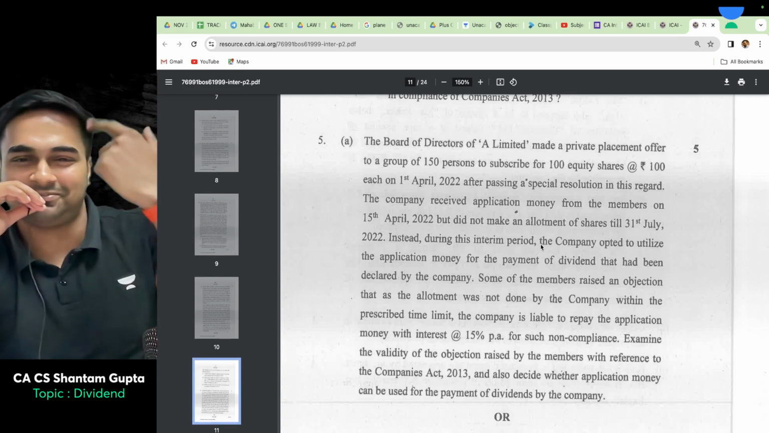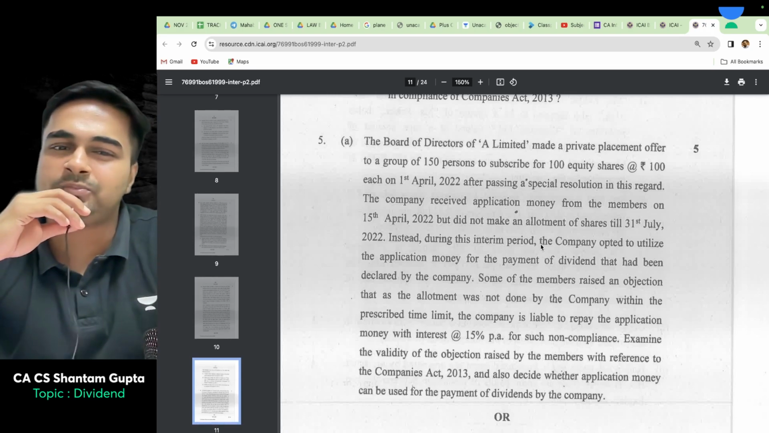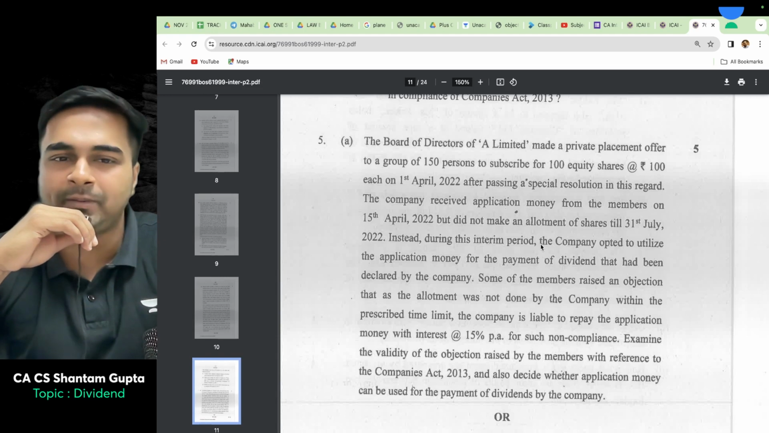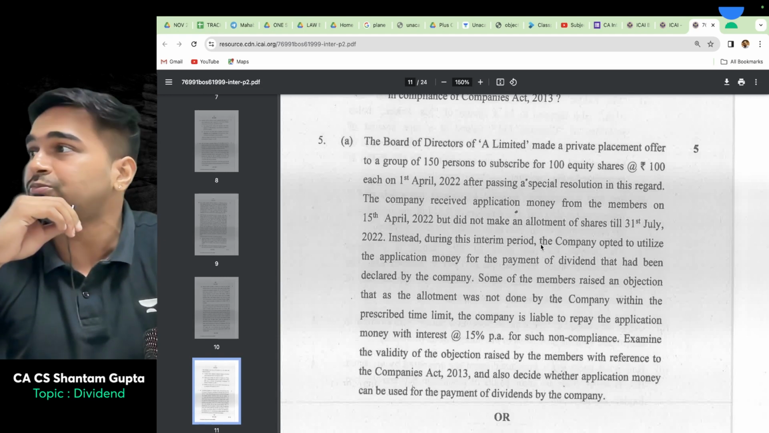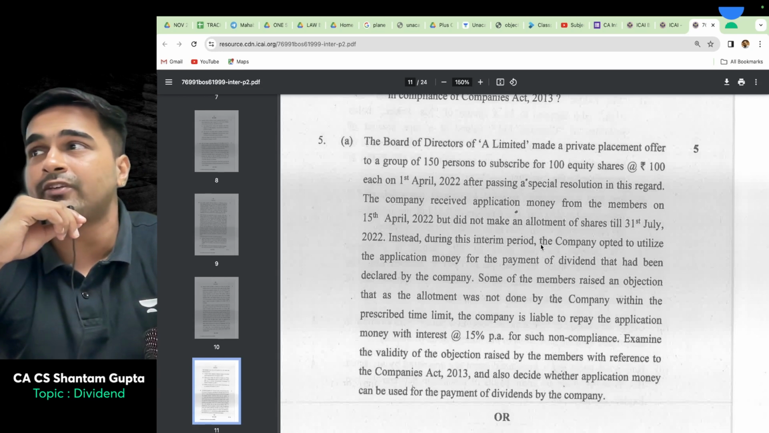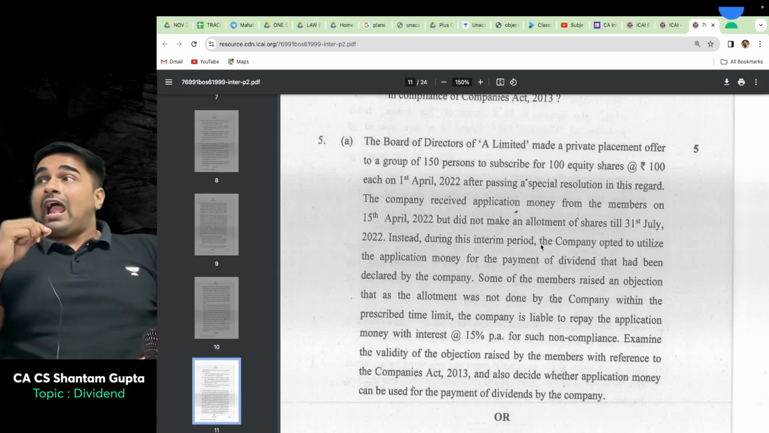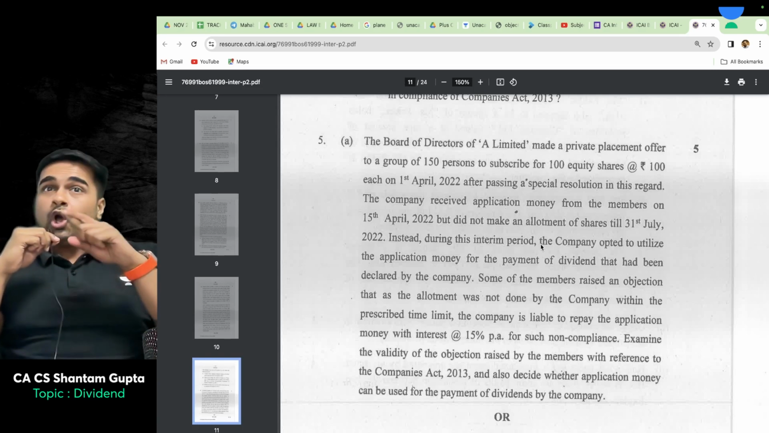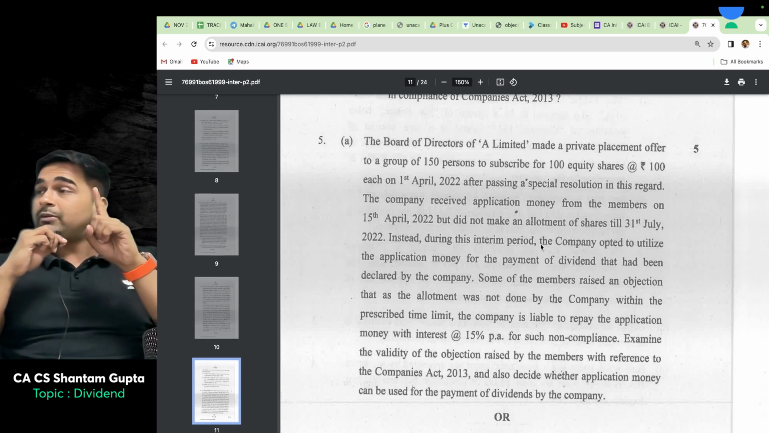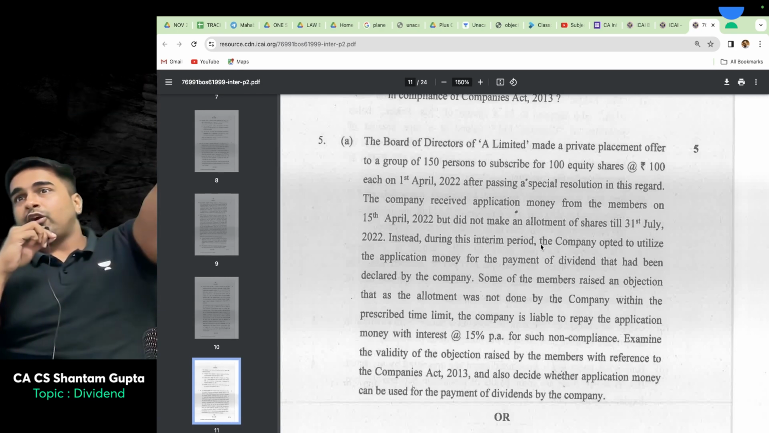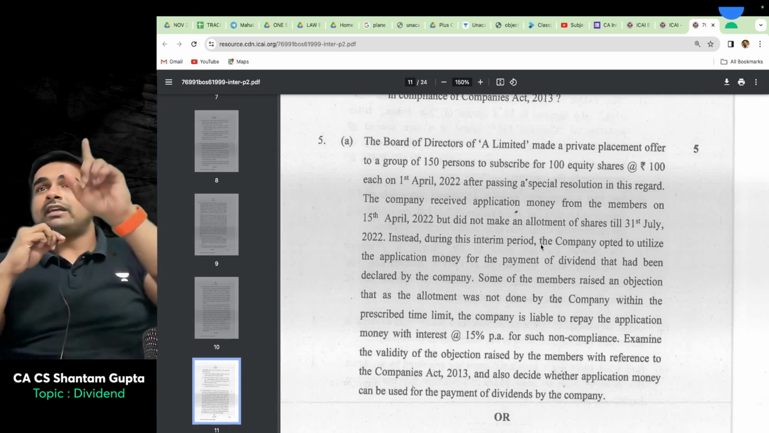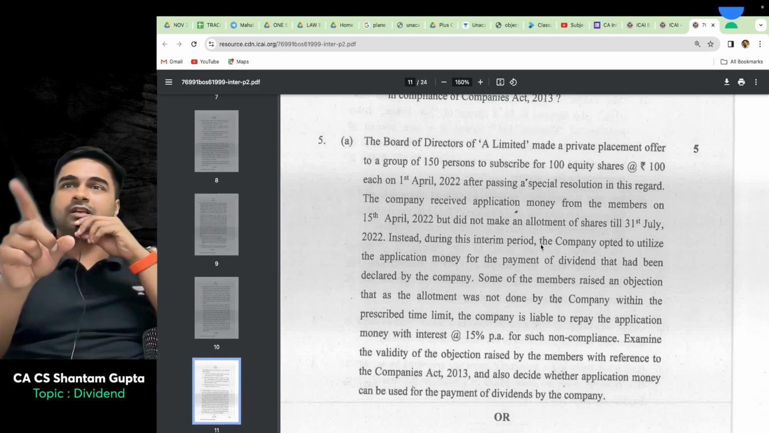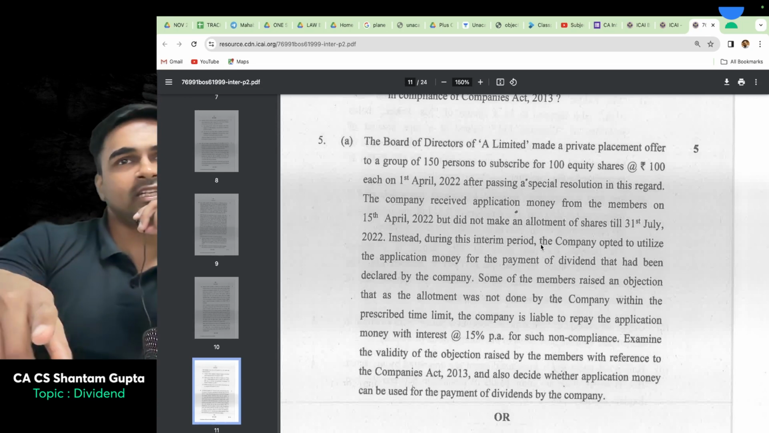to someone else. Amazing. Some of the members raised an objection that as allotment was not done by the company within the prescribed time limit, the company is liable to repay the application money with 15% interest. Absolutely right. You cannot use it for payment of dividend, because Section 123 exactly says that dividend shall be paid out of reserves, either current year profit or previous year profit, but you cannot use application money. And plus Section 39 also tells you that application money needs to be kept in a separate bank account before minimum subscription and allotment is completed. So, and 15% interest is correct, guys?